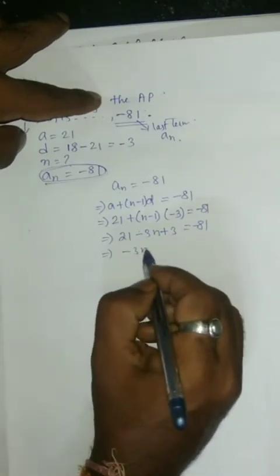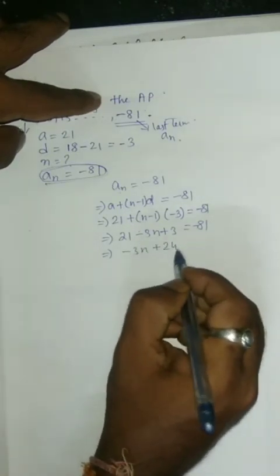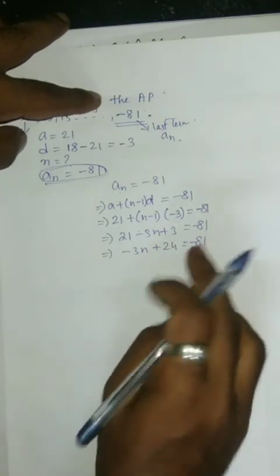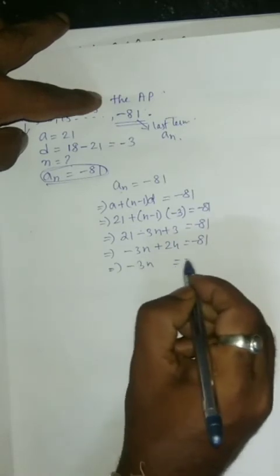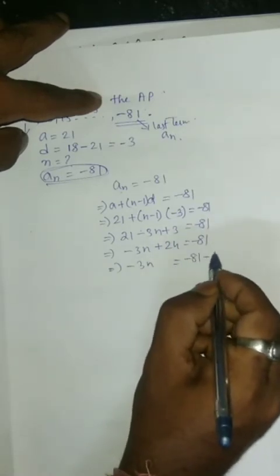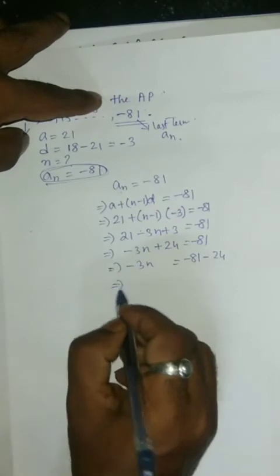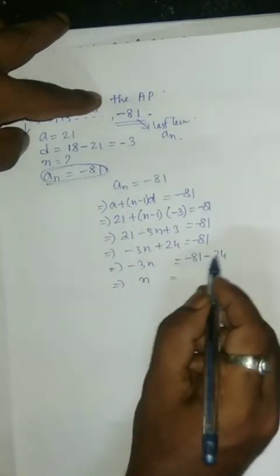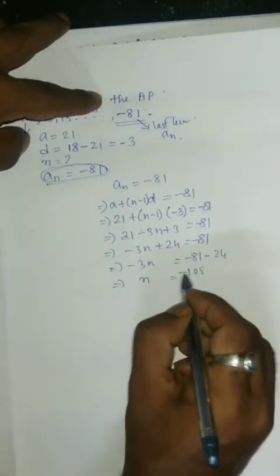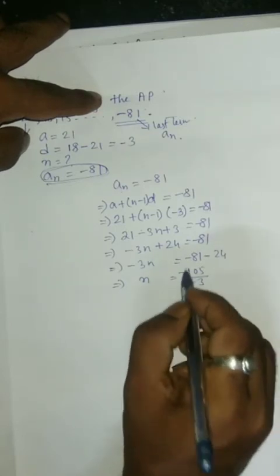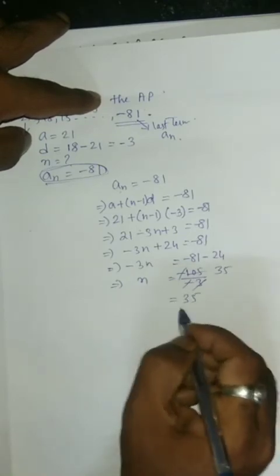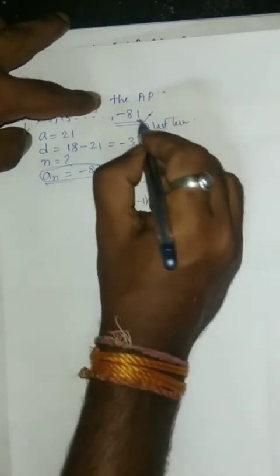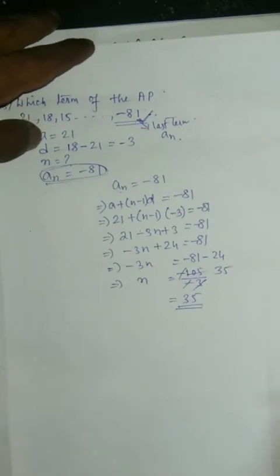So minus 3n plus 24 is equal to minus 81. 24 I will take to that side. Minus 3n is equal to minus 81 minus 24. So n is equal to 105 divided by minus 3. Minus minus cancel, it becomes 35. So our 35th position value is nothing but our minus 81. Got it, student?